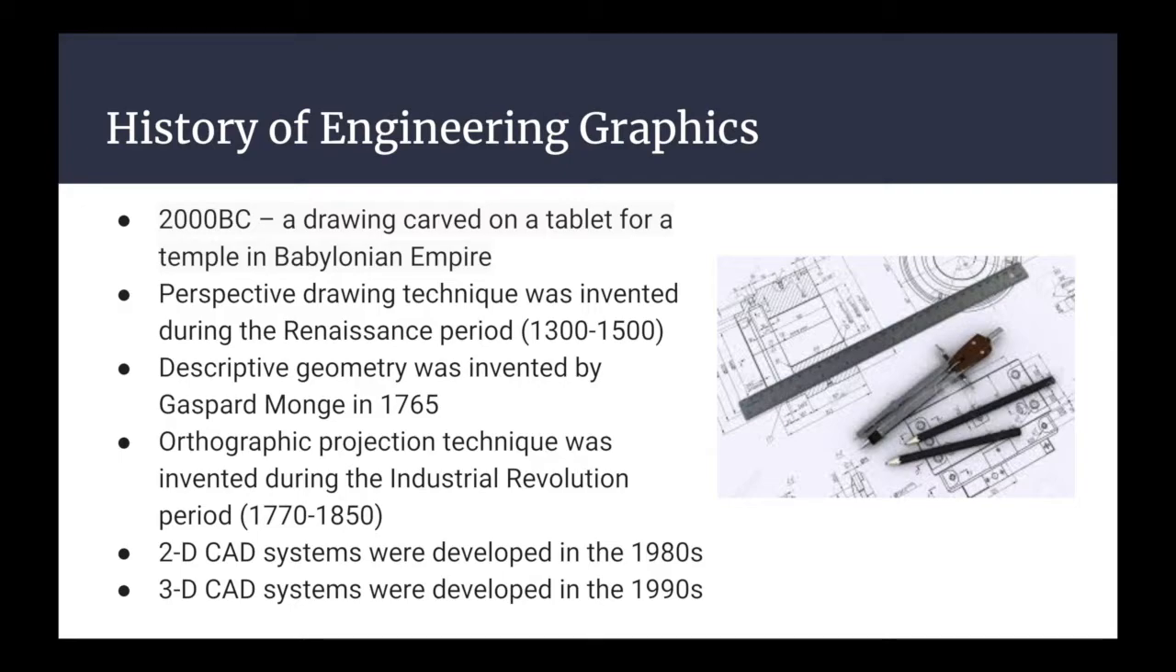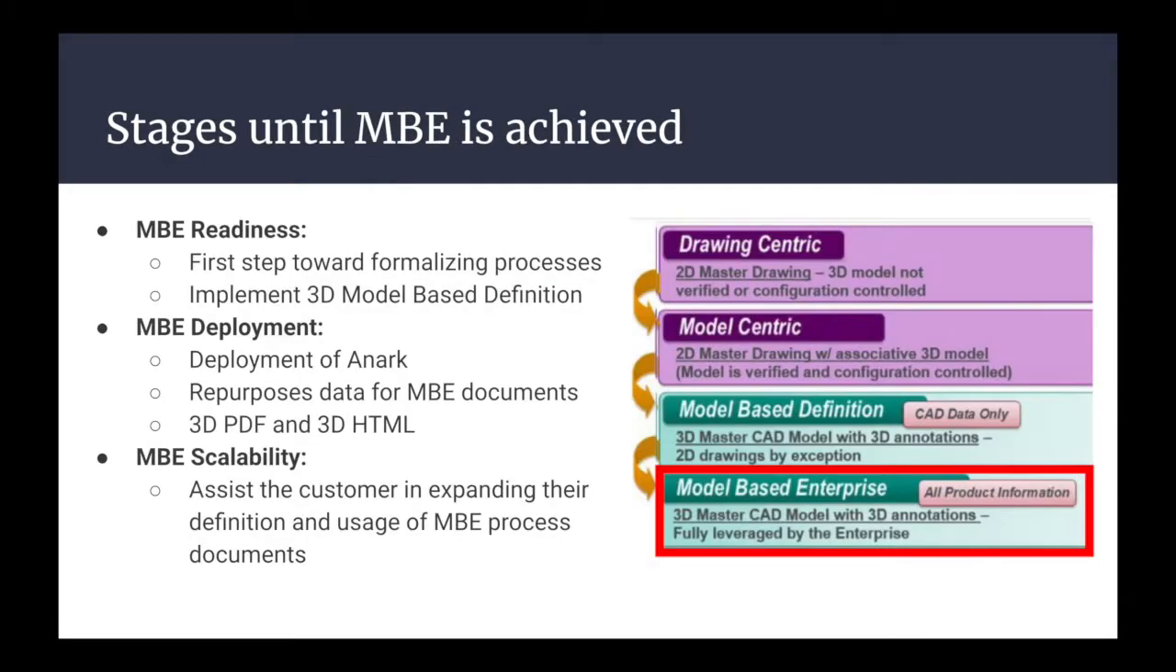Orthographic projection was invented during the Industrial Revolution period, which was between 1770 and 1850. And then in the 1880s, the 2D CAD systems were developed and then used by many companies after that. Then 3D CAD systems were developed in the 1990s, which led to model-based enterprise becoming more of a technique that companies used. The first step to an organization achieving a fully model-based enterprise is MBE readiness.